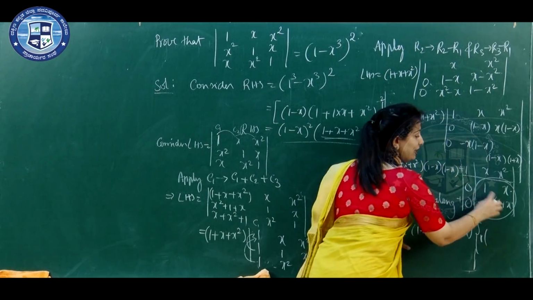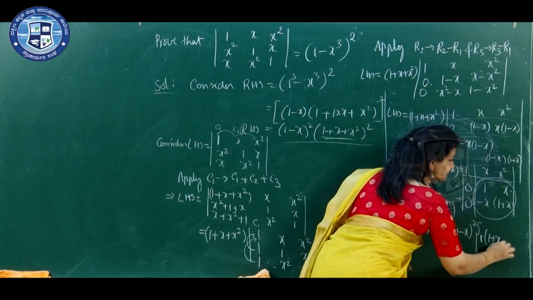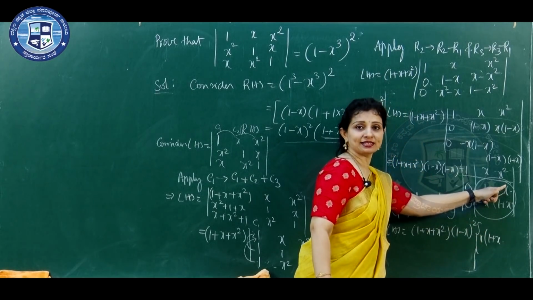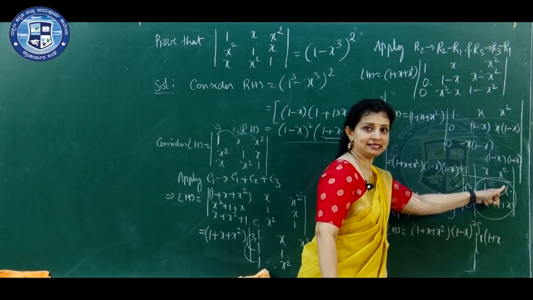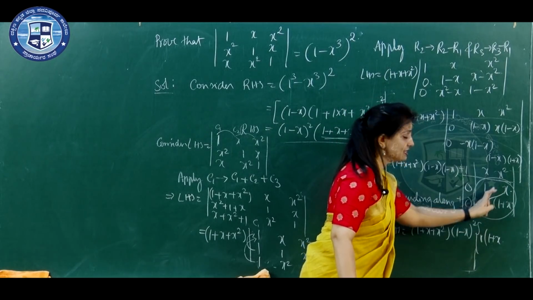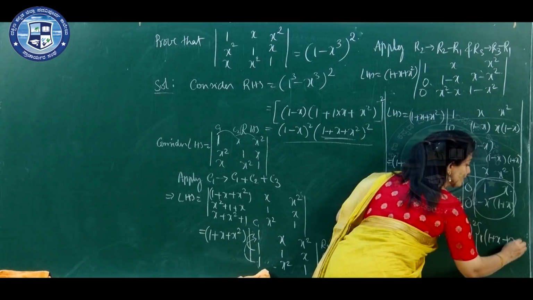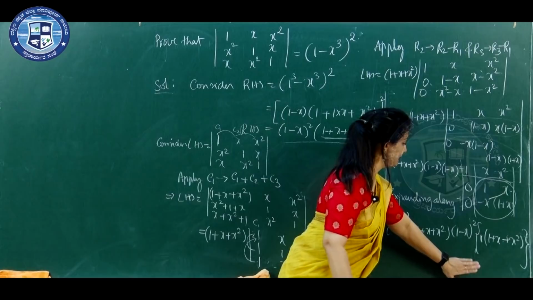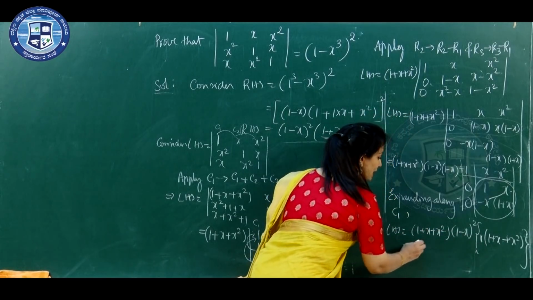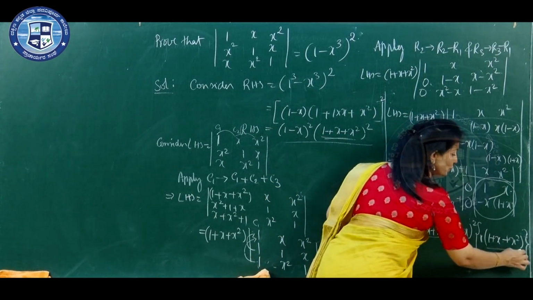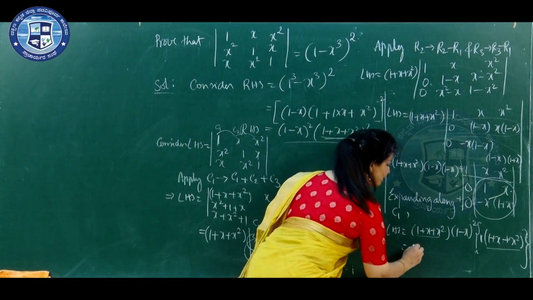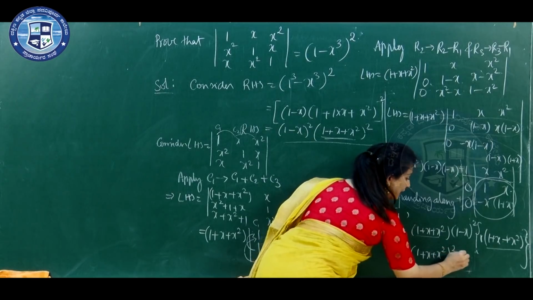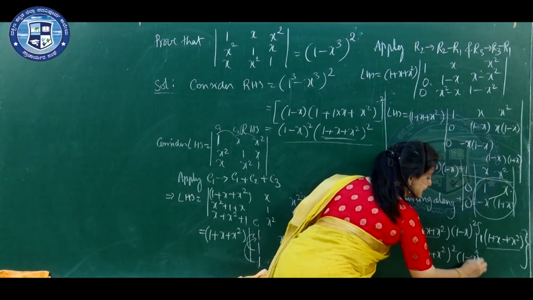cross multiply this, 1 into 1 plus x, 1 plus x minus x into x. Minus x into x is minus x square. So it is minus of minus x square plus x square. You know how to expand the determinant, so that here we have 1 plus x square into 1 plus x square. So which can be written as 1 plus x square the whole square. And this is 1 minus x the whole square.